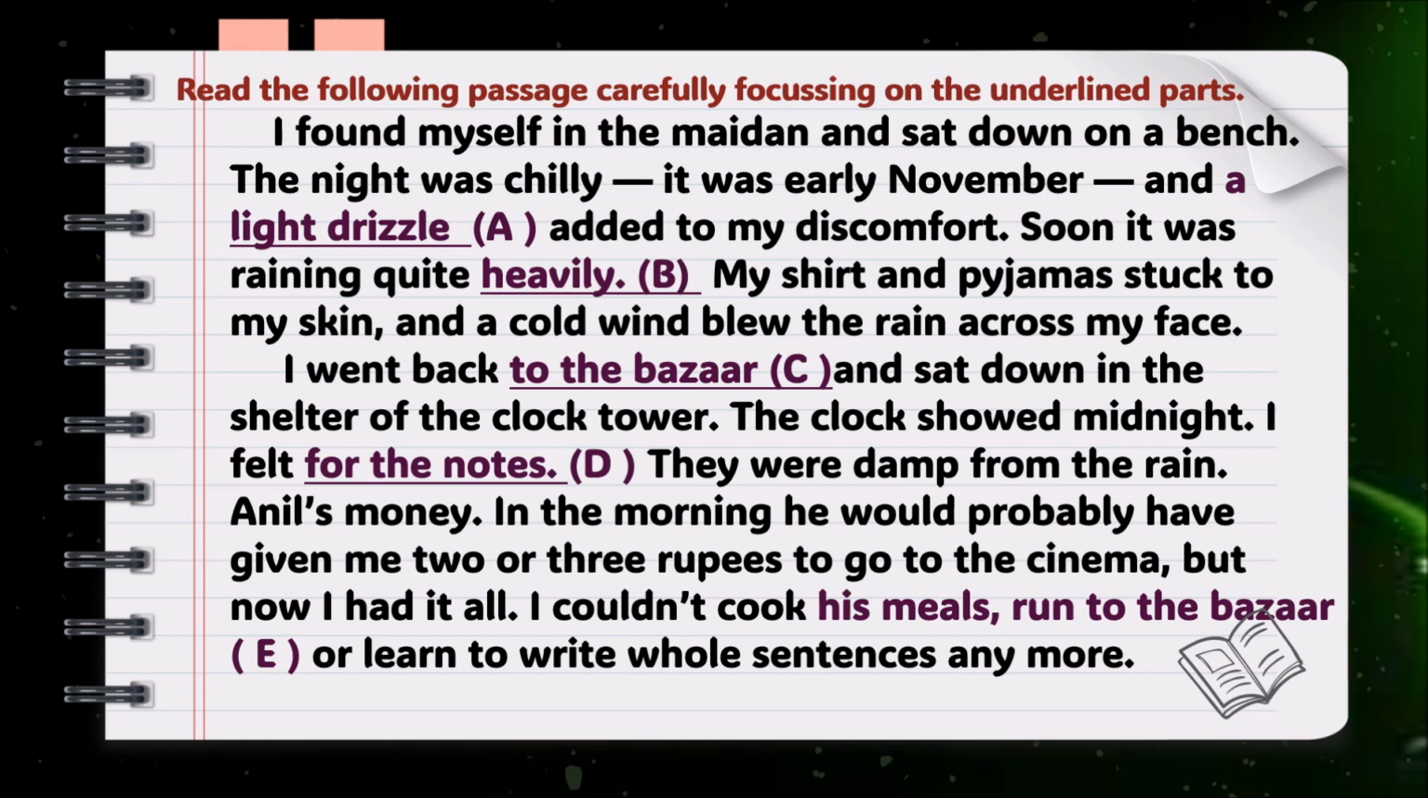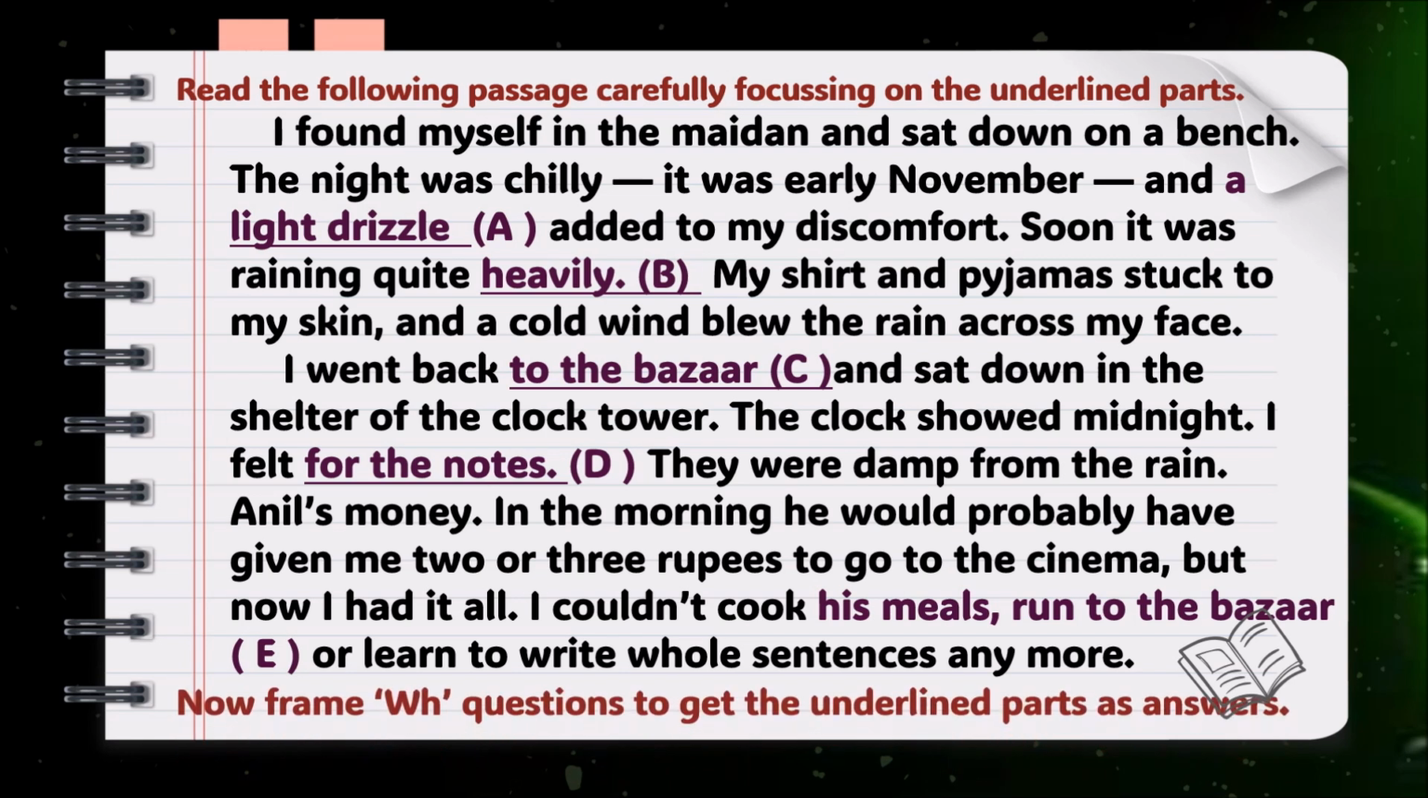Anil's money. In the morning, he would probably have given me 2 or 3 rupees to go to the cinema, but now I had it all. I couldn't cook his meals, run to the bazaar, or learn to write whole sentences anymore. So now again, you have to read this entire paragraph, and the very first sentence says, I found myself. So it is simple past tense. Now you have to focus on the keywords and identify the tense.